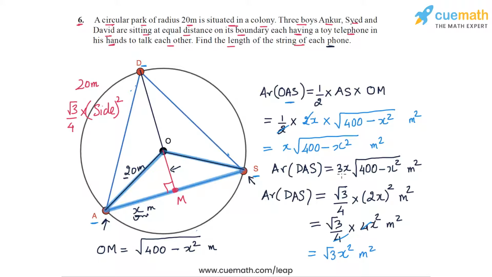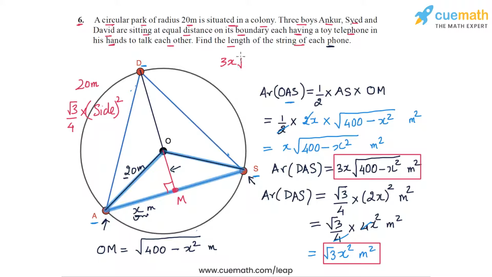We have written the area of the same triangle DAS in 2 different ways, like this, 3x into root of 400 minus x square, and like this, root 3 x square meter square. So what we are going to do is we are going to equate these 2 expressions, and this will give us the value of x. So let's write this here.